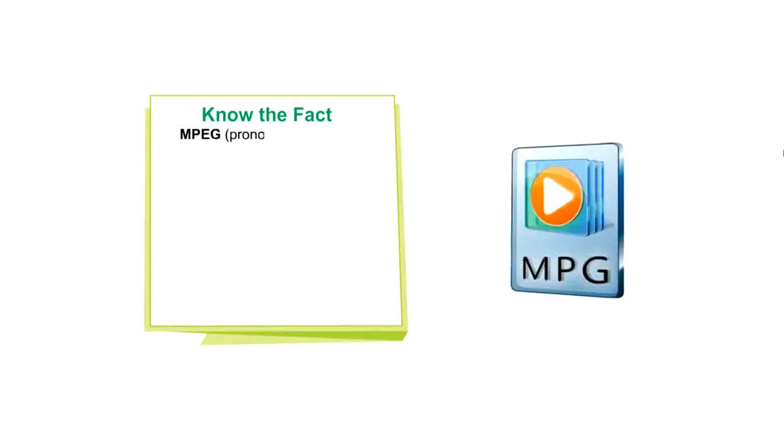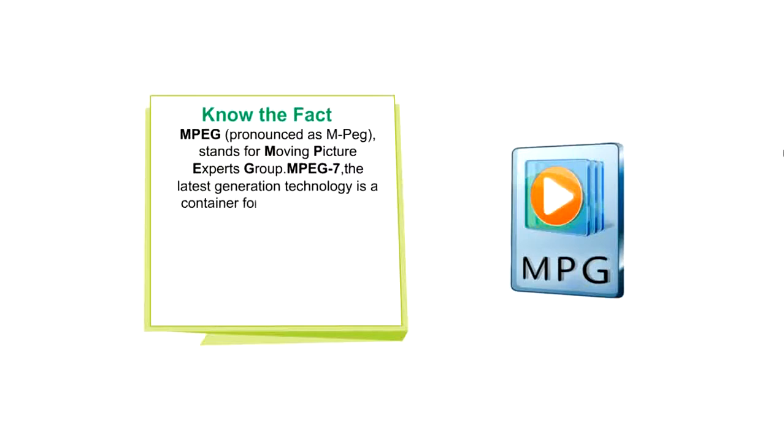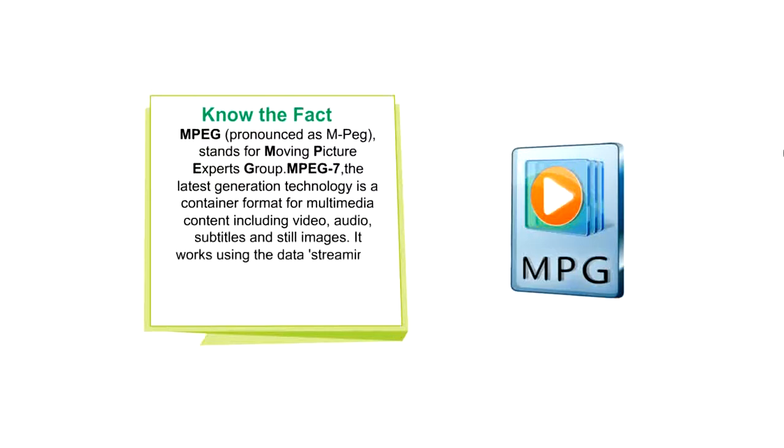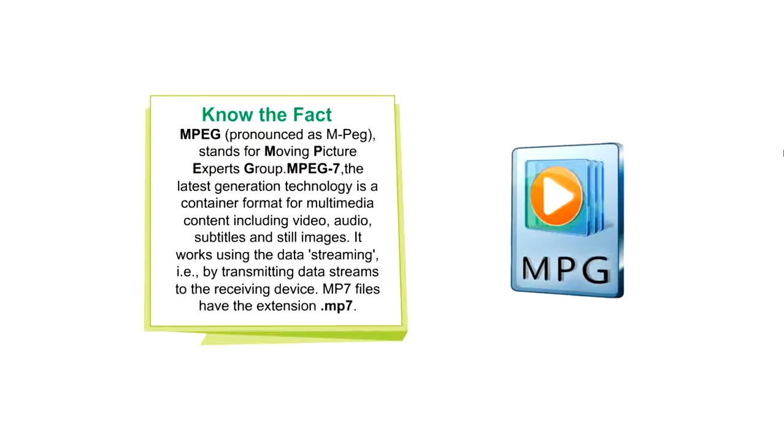Students, note the fact that MPEG stands for Moving Picture Experts Group. MPEG 7, the latest generation technology, is a container format for multimedia content, including video, audio, subtitles, and still images. It works using data streaming, that is, by transmitting data streams to the receiving device. MP7 files have the extension .mp7.